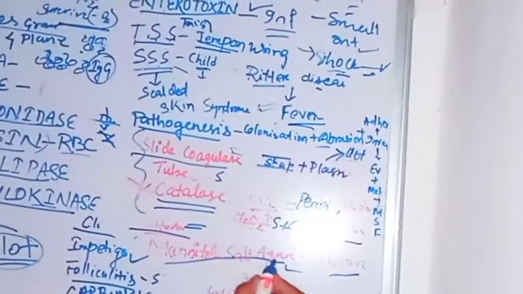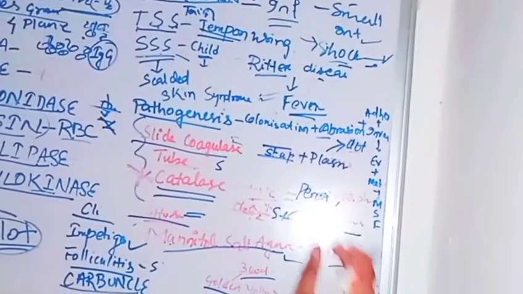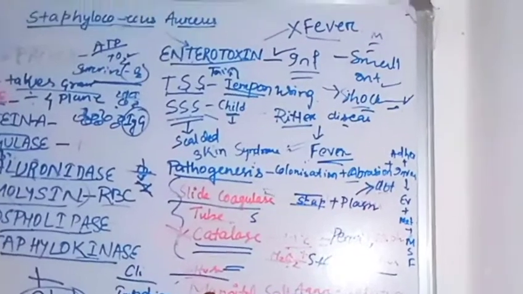Then how do we find Staphylococcus present in a sample? By the mannitol salt agar test. Mannitol salt agar is a selective medium for Staphylococcus aureus because it shows a yellow color, and all the other gram positive bacteria do not ferment mannitol except Staphylococcus aureus. That's much.